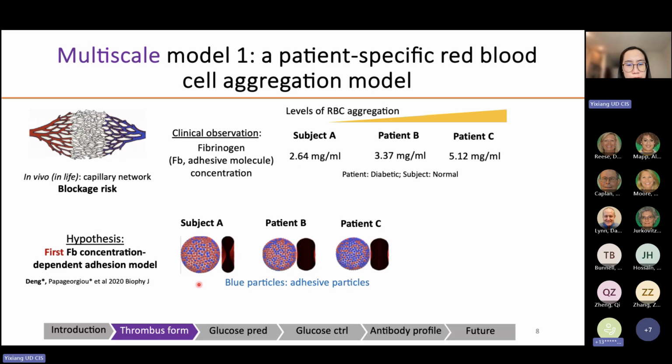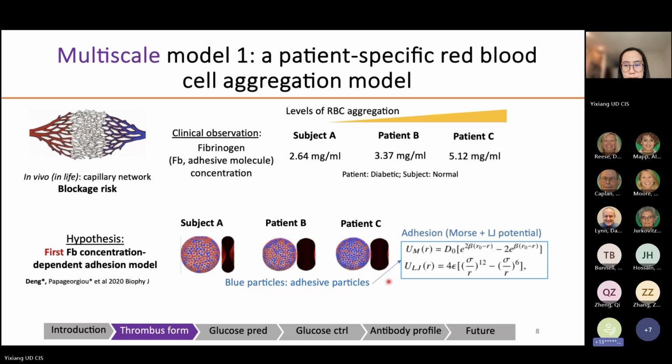So if you see the graph, you can see that the more blue particles there are, the higher the fibrinogen concentration we are trying to represent. And to impose adhesion potential, we use a combination of Morse and Lennard-Jones potential as shown by these formulas.